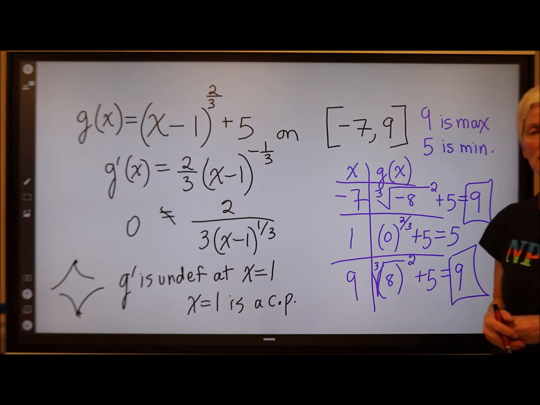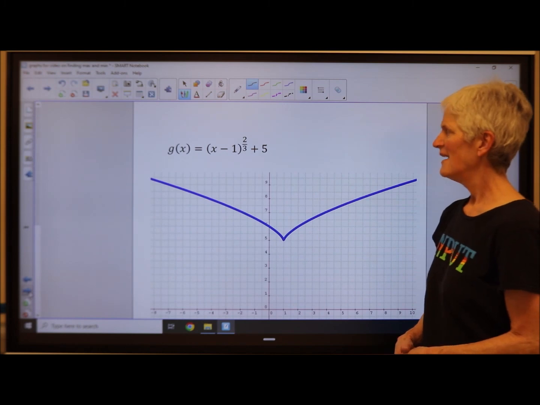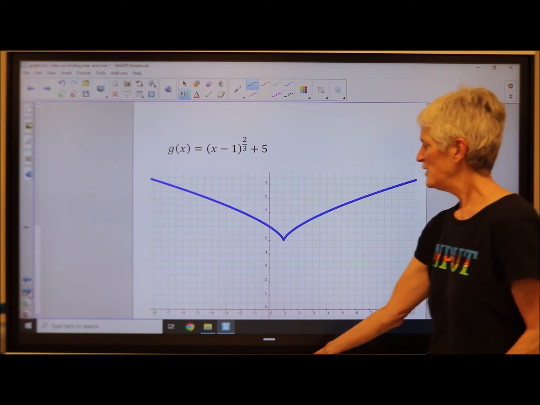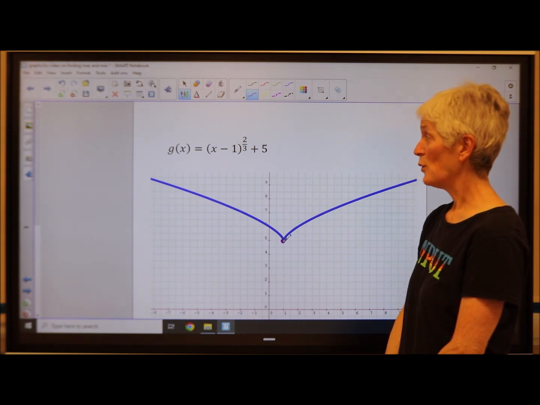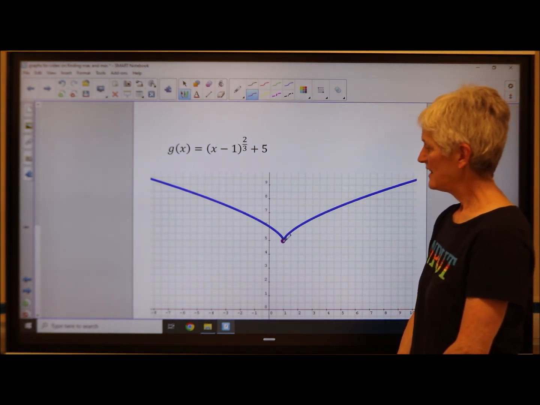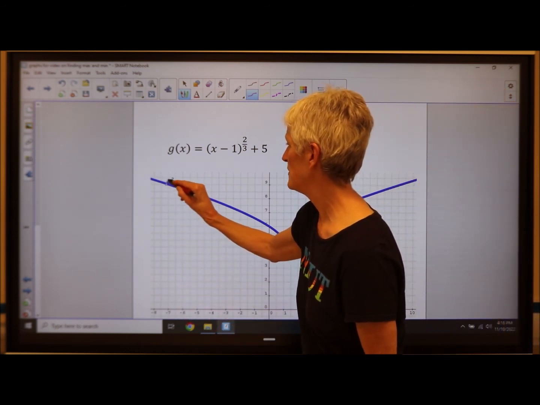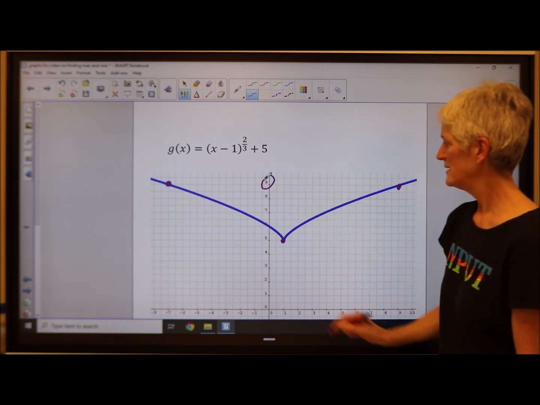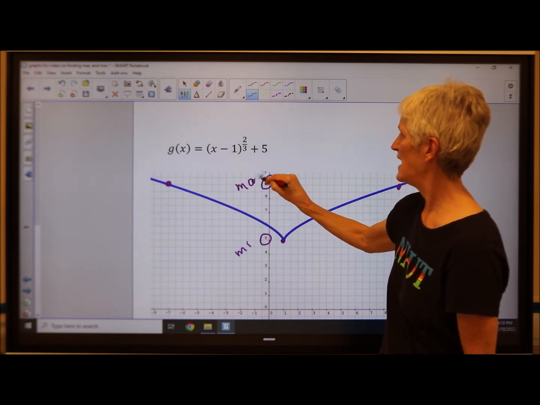Shall we look at a picture of this? Let's look at the graph and see if it actually seems to make sense. Here's the graph of g of x. There's the cusp, as we suspected. So here's a critical point at x equals 1. And we have this on the restricted domain from -7. So there's my maximum of 9, and there's also my maximum of 9 right there. Boink. So a minimum of 5 and a max of 9.